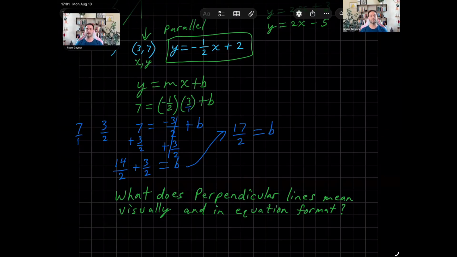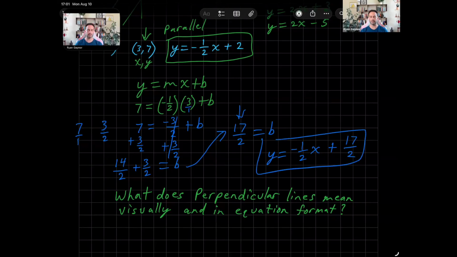And so now I just have to write the final equation. So we have y equals, we have the same slope, right? So the negative 1/2 x, and then our b right here, plus 17 over 2. This right here is our final answer. Write an equation in slope-intercept form that is parallel to this equation up here. We have the same slope, negative 1/2, but we have different y-intercepts. The first one is 2, the second one is 17 over 2.